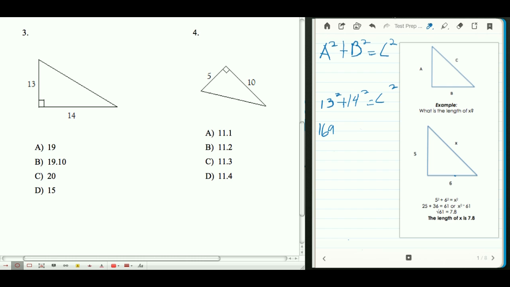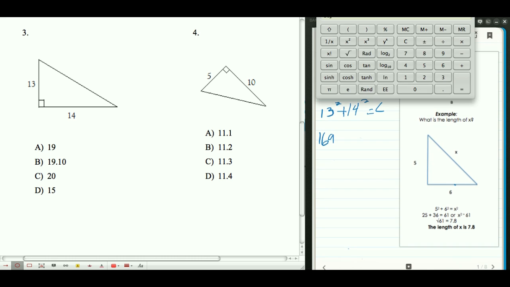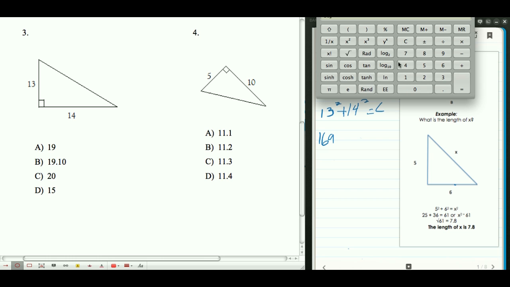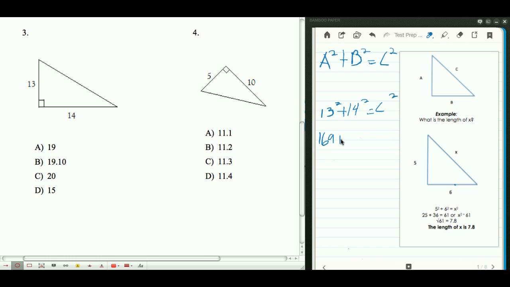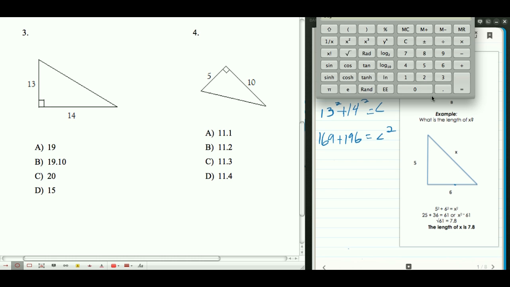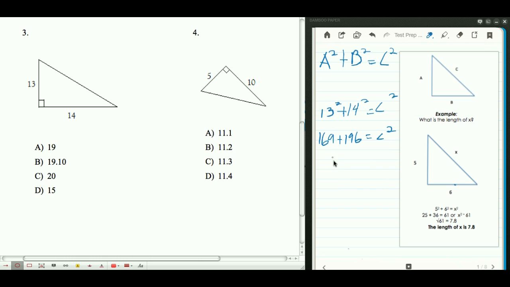Okay, so type that out. Leave it a little bit lower so we can see the number. From there, 14 squared, so we're going to type in 14 and then press that squared button. That's going to give us 196. Okay, and that's going to be equal to c squared. If we add those together, that's going to give us 169 plus 196, and then you type in the equal sign. That's going to give us 365, and that's going to be equal to c squared.